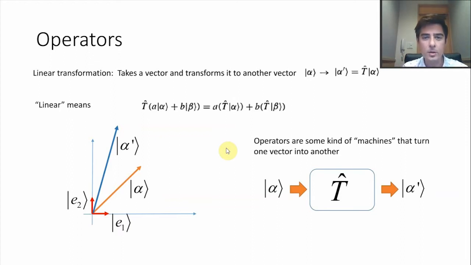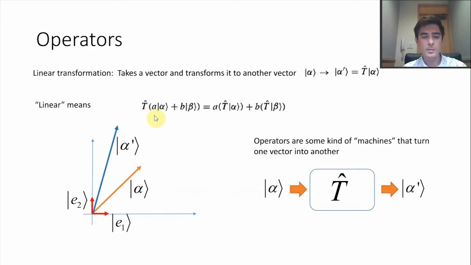So using operators, we can change one vector into another vector. This is basically like some kind of machine: you take one vector, plug it into some operator, which I view as a machine to change one vector into another, and this spits out a third vector. Generally we will work with such linear operators.